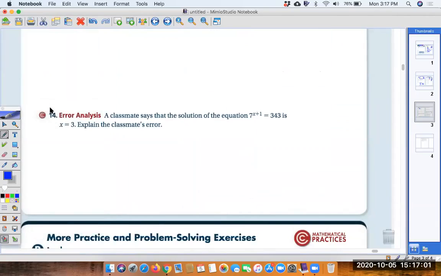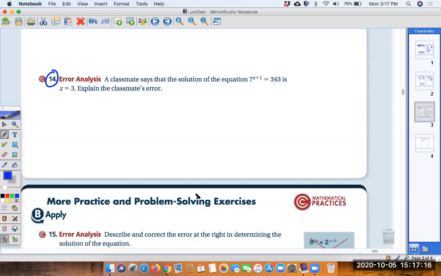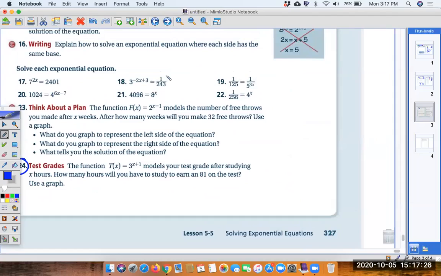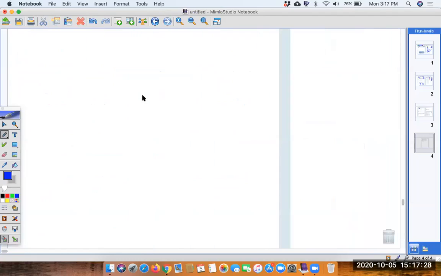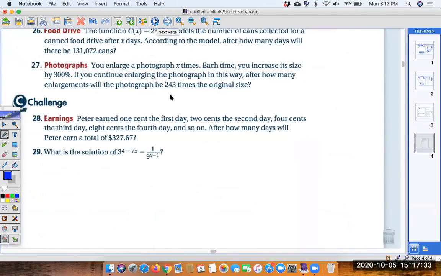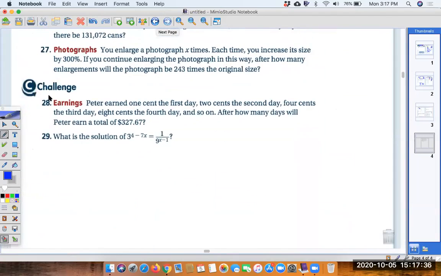And on the next page, an error. There you go. Error, what is the mistake? This is the answer they found, but it's really not. You have to figure out what the answer really is, and then you can see where the mistake is when you write it all down. And then on the bottom, number 24 is the same as the fossil problem. And then one more on the back page that is for if you really love math, is number 28, challenge.